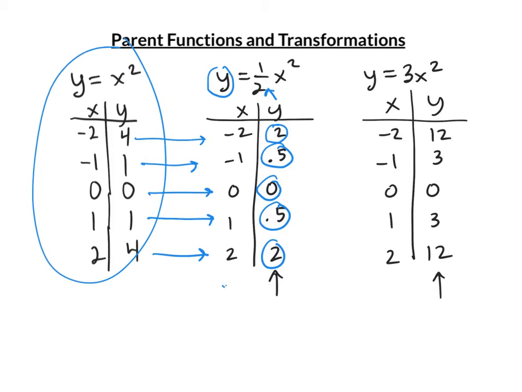So it's vertical because y is what's being affected. It's a vertical compression. And what that means is that the values of y are decreasing, they're shrinking.